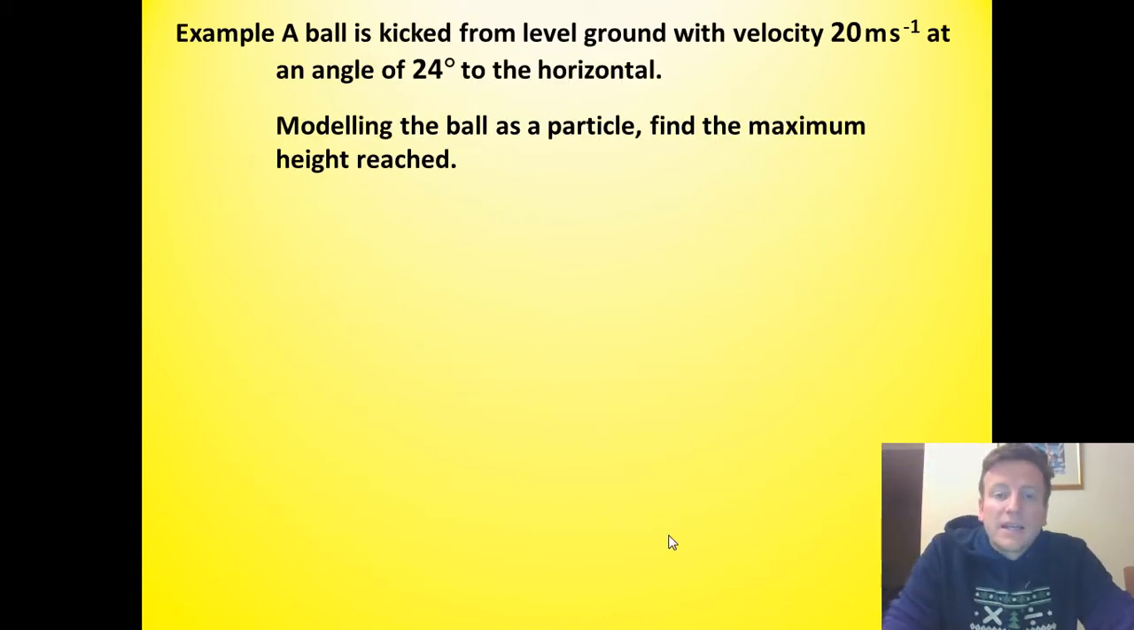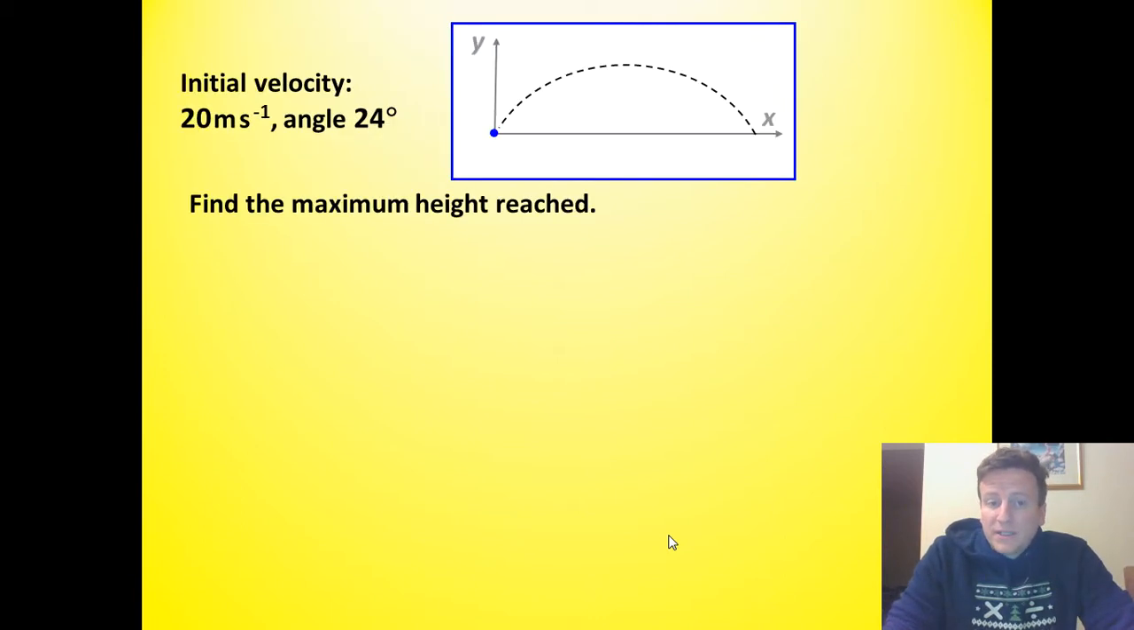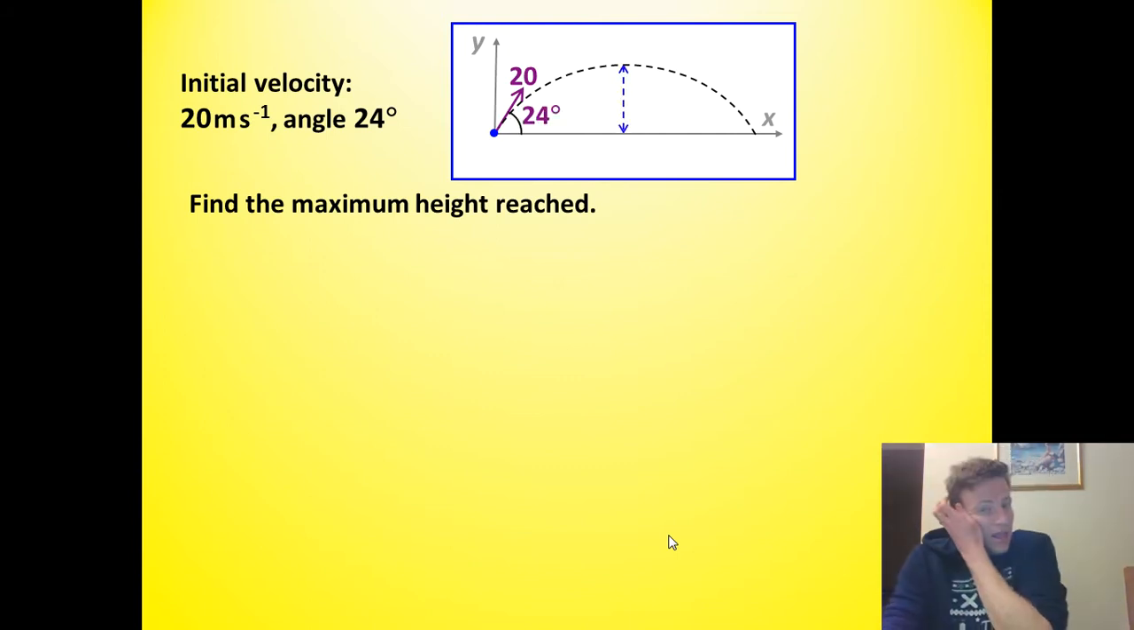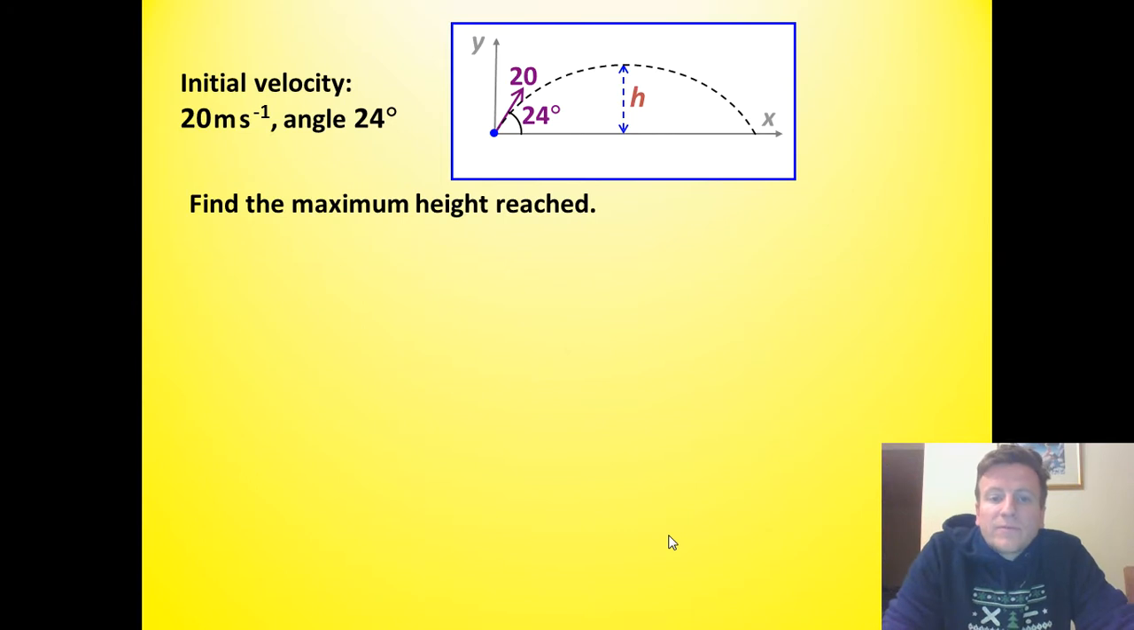Okay, so another example. A ball is kicked from level ground with a velocity of 20 meters per second at an angle of 24 degrees to the horizontal. Find the maximum height reached. So again, we're looking at creating a drawing. Obviously these wouldn't be drawn out for you, so it'd be a case of you creating your own drawing and annotating it as best as you can. So we've got 20 meters per second at an angle of 24, and we're trying to work out the maximum height. As was mentioned before, at maximum height, the speed has to be 0.